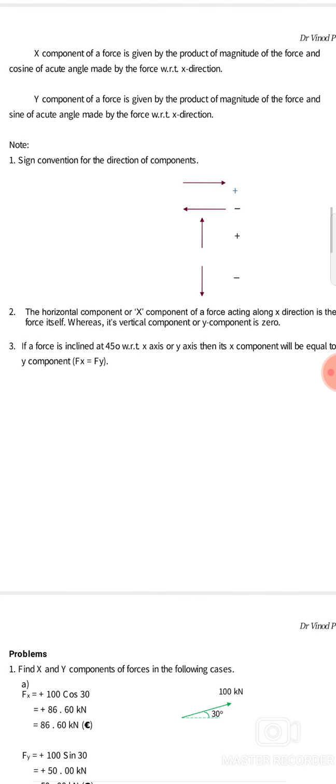And one more is the moment. The moment is nothing but force into perpendicular distance. That can be taken as clockwise positive and anti-clockwise negative.